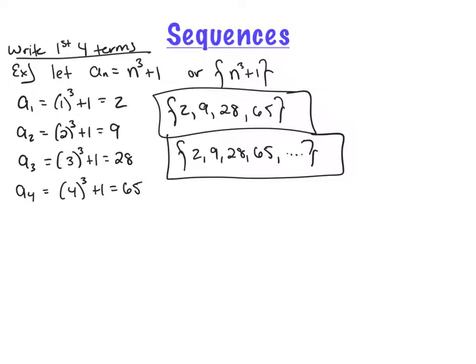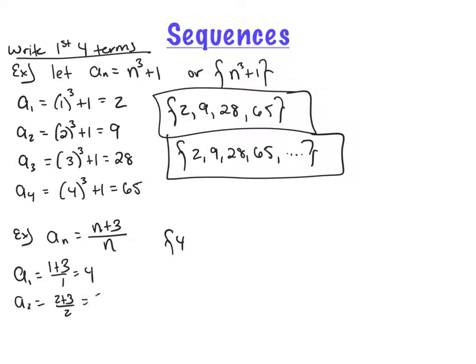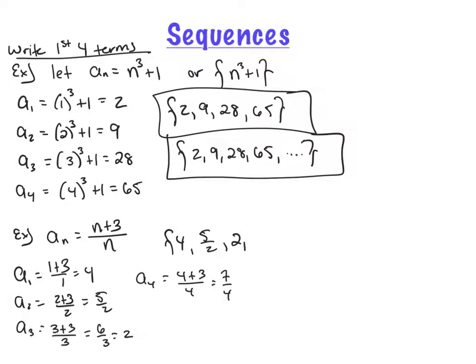Okay, let's do another one. Let's write out the first 4 terms for the sequence where a sub n equals n plus 3 divided by n. Okay, we're going to do the same thing. a sub 1 means for the first term, we're going to plug in n equals 1. So 1 plus 3 over 1 is 4. Second term, plug in n equals 2. 2 plus 3 over 2 is 5 over 2. Third term, a sub 3. 3 plus 3 over 3, lots of 3's, is 6 over 3, which reduces to 2. And the fourth term would be 4 plus 3 over 4, or 7/4.